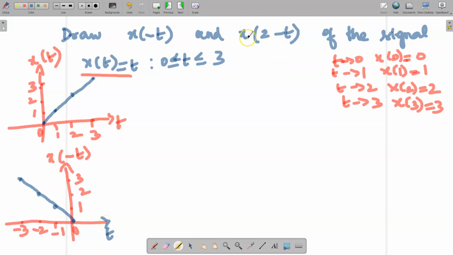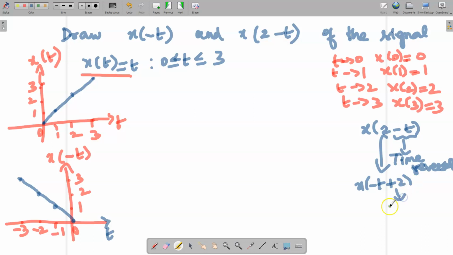Next they have asked x of 2 minus t. When I see the signal 2 minus t, this part is minus t, which is the time reversal operation. The next operation is shifting, so I consider it as minus t plus 2, which is the time shifting operation. So, we have to do 2 operations for this signal, one is reversal, another is time shifting. We have already done the time reversal operation, so we can use this signal to produce the second signal, x of minus t plus 2, that is x of 2 minus t.